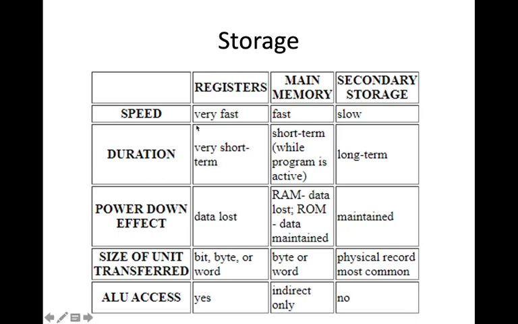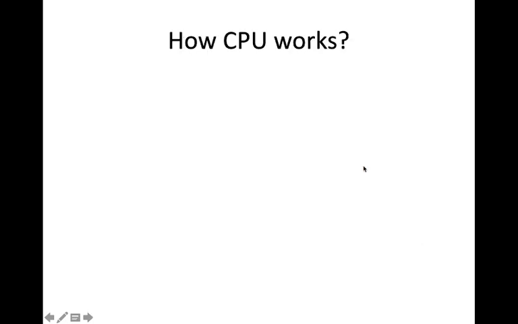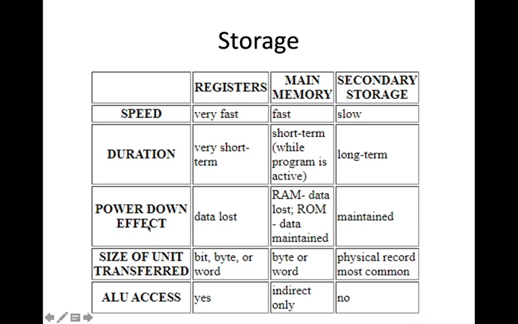So this is speed, storage, different storage things, registers based on speed. Registers are very fast, main memory is fast, secondary is slow. Then duration: for registers it is very short term. For main memory it is short term, only while the program is active. In secondary, it is long term, somewhat permanent. Then power down effect: data will be lost in registers. In main memory, RAM data will be lost, ROM data will be maintained. In secondary storage, everything will be maintained even if the power goes off.